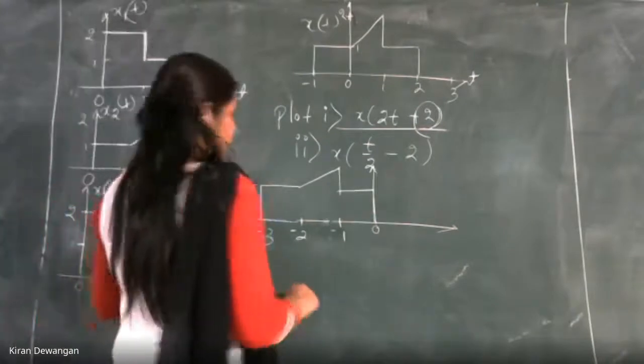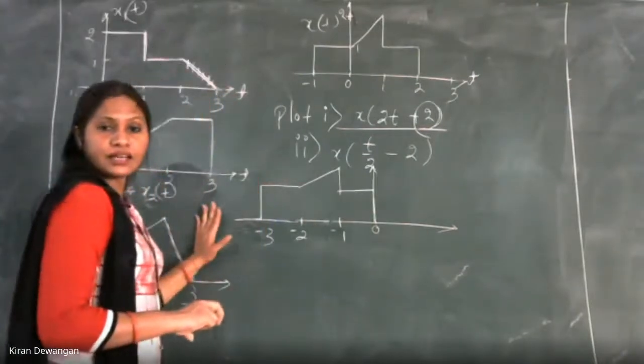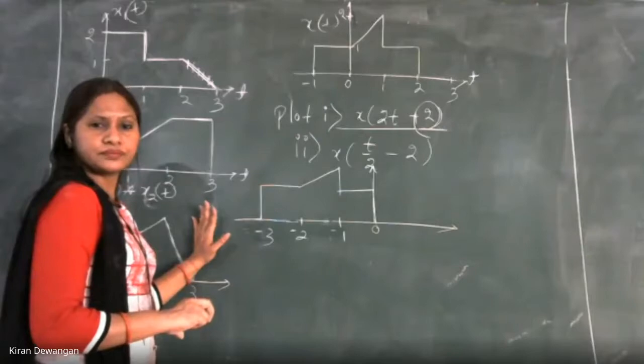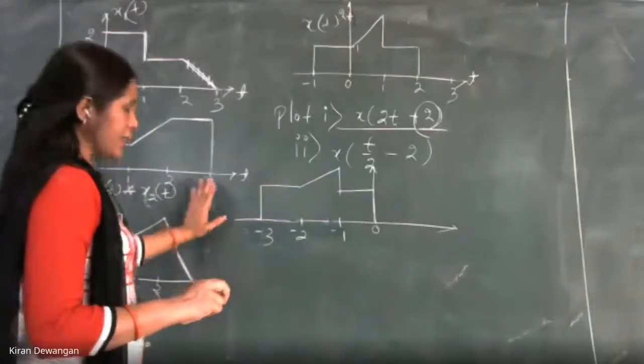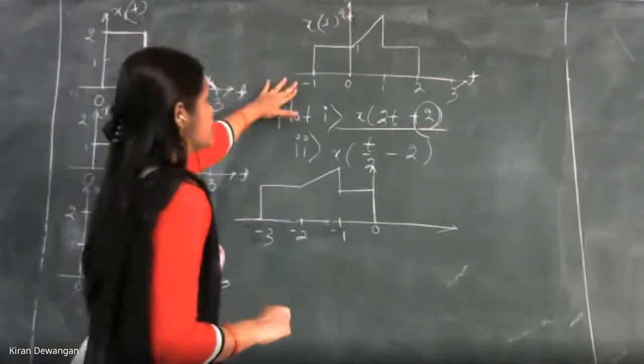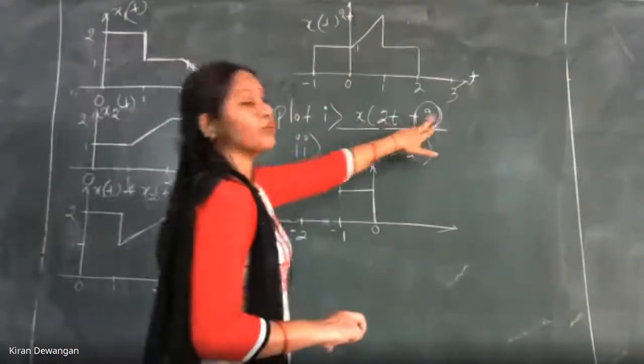Is this correct or not, students? Yes, ma'am. The shifting is correct. Here, this is -2. We have to perform 2t plus 2.